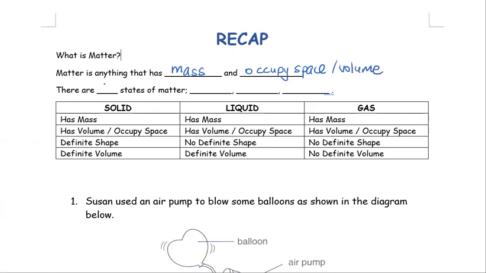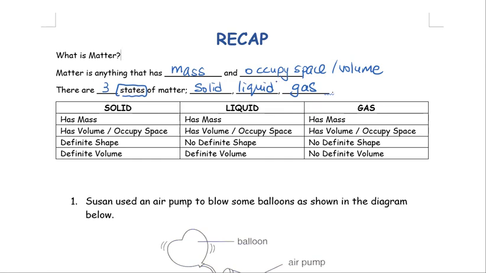Okay, so there are basically three states of matter. When we mention the word states, you must know what the meaning of states is. There are three states of matter, which are solid, liquid, and gas. These are the three states of matter. So matter can exist in a solid state, in liquid, and in gas.